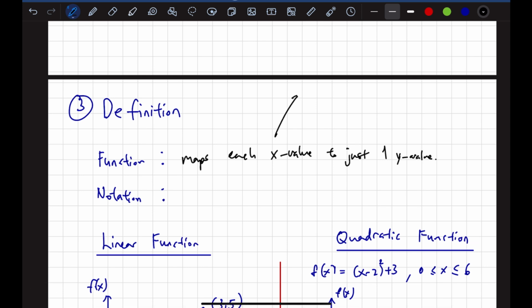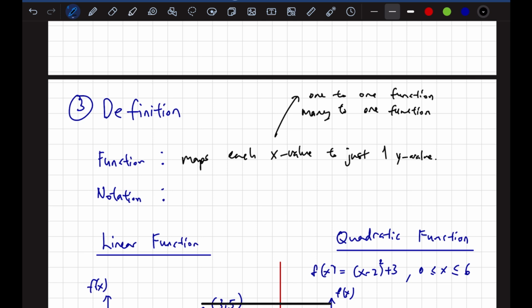A function can be either a one-to-one mapping, or we call it a one-to-one function, that is a function, or it can be a many-to-one function. That is also a function, just like a quadratic graph. Now, a one-to-many is not a function.